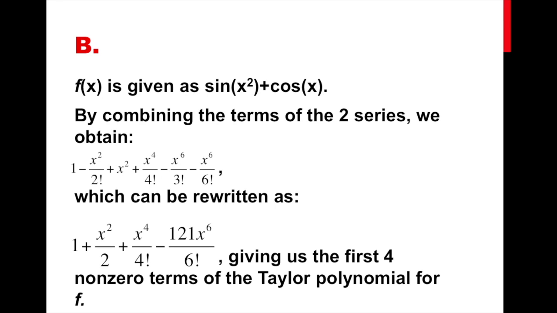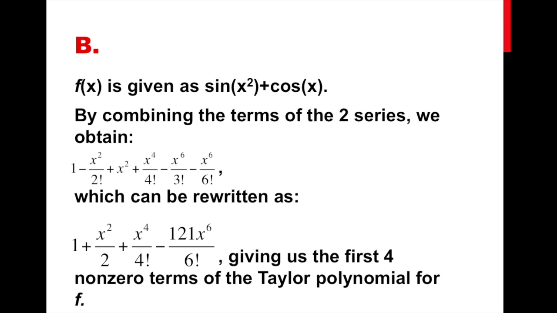F of x is given as sine of x squared plus cosine of x. By combining the terms of the two series, we obtain 1 minus x squared over 2 factorial plus x squared plus x to the 4 over 4 factorial minus x to the 6 over 3 factorial minus x to the 6 over 6 factorial. And by multiplying top and bottom of x to the 6 over 3 factorial by 5 times 4 times 3, we can rewrite it as 120 times x to the 6 over 6 factorial.